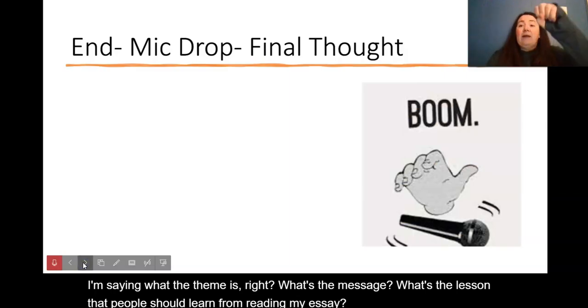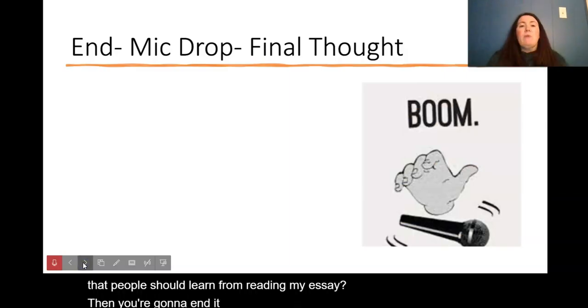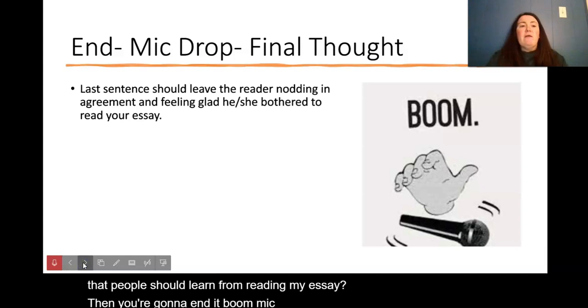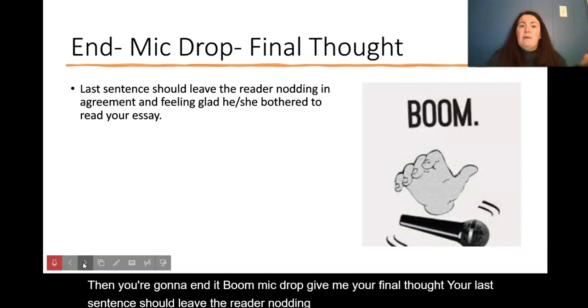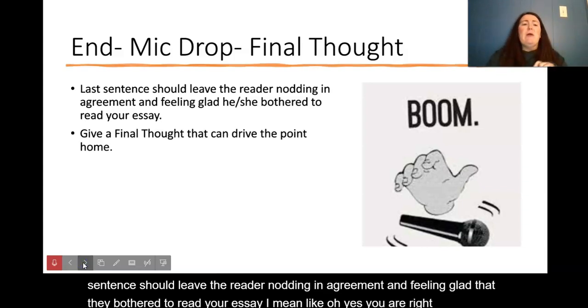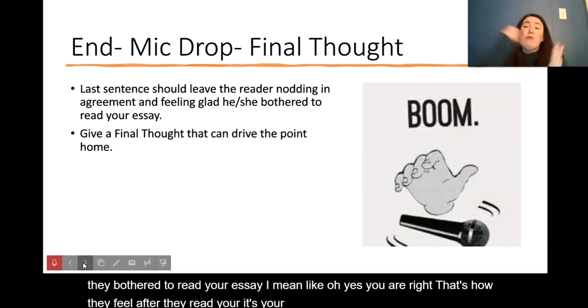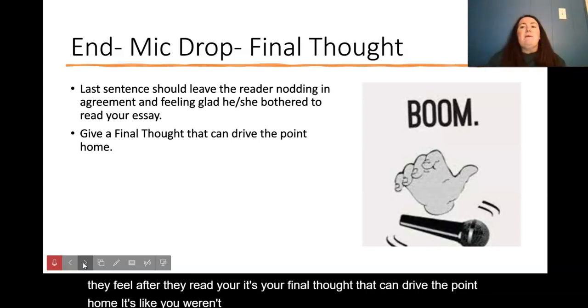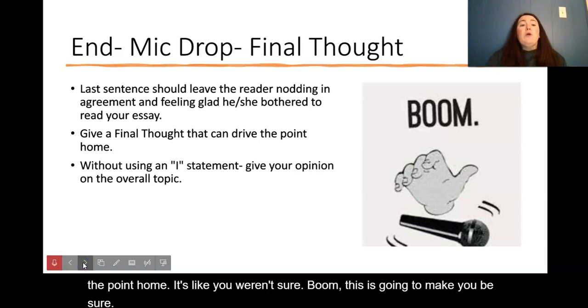And then you're going to end it. Boom! Mic drop. Give me your final thought. Your last sentence should leave the reader nodding in agreement and feeling glad that they bothered to read your essay, being like, oh, yes, you are right, right? That's how they feel after they read your final thought that can drive the point home. It's like, you weren't sure, boom, this is going to make you be sure.